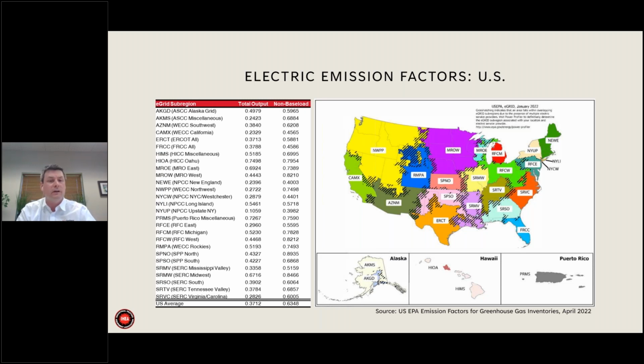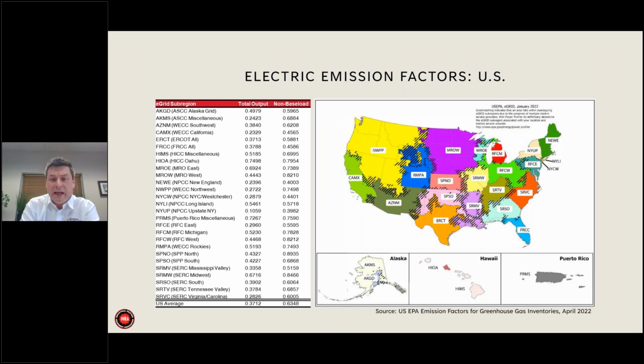We also have nuclear. So if it was 100% natural gas, my emission factor would be 0.4111. But I'm not, so my emission factor is 0.4468. Now, if I live somewhere else in the US, like in Virginia and the Carolinas, in Duke Power, they have a lot more nuclear, my emission factor would be 0.2626.